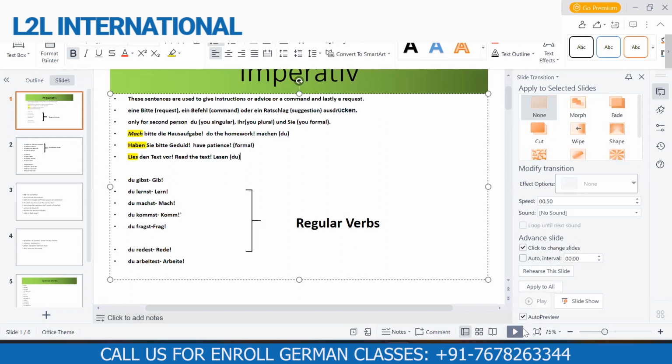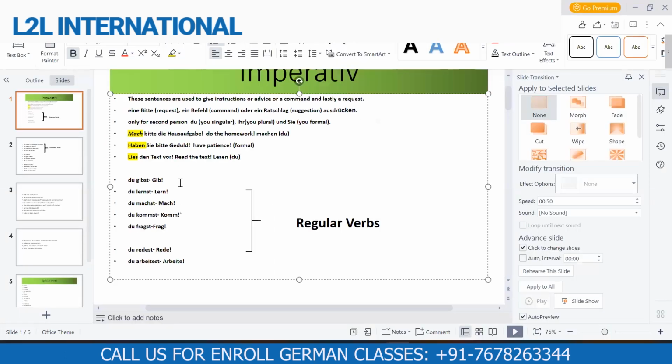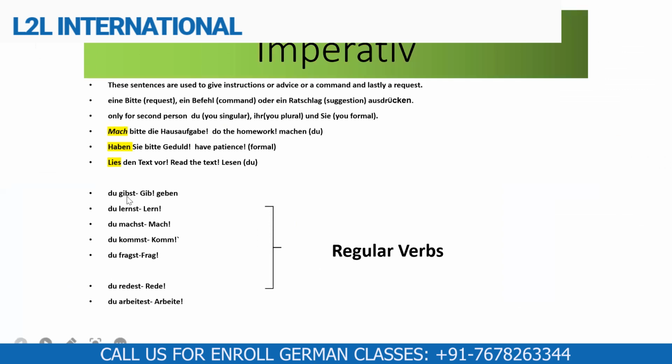So let's see why the verbs are changing. Why are we not adding st, t endings when it comes to the du part, the informal part? Every regular verb has a rule to make it imperative. Firstly, we have to write the conjugation of that verb with du. For example, I have taken the verb geben. The conjugation of geben with du is du gibst. After I write the conjugation with du, I'm going to remove the st part and make the sentence with gib.